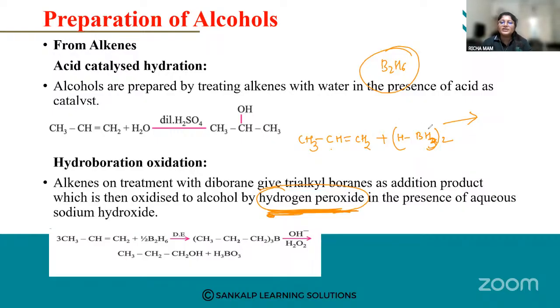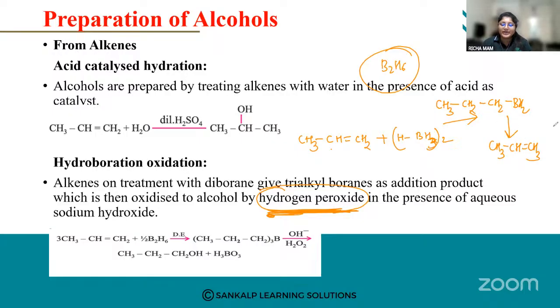So what will happen? Hydrogen will be added to the carbon with the least number of hydrogens. So what am I going to get? I'm going to get CH3, CH2, CH2 and BH2. So this is the answer. Now further, what am I going to do? With this, I'm going to react one more molecule of your alkene, that is CH3, CH double bond CH3. So what am I going to get now?